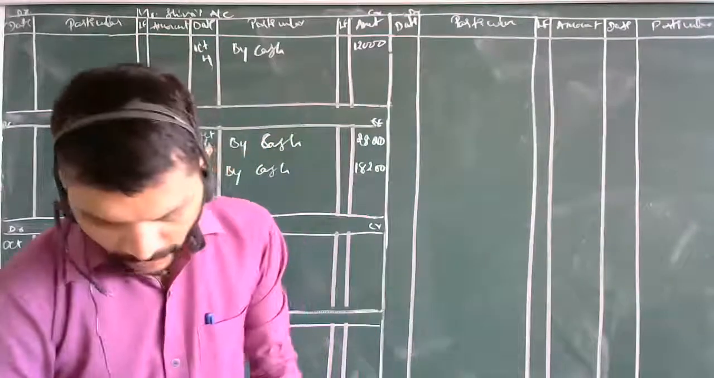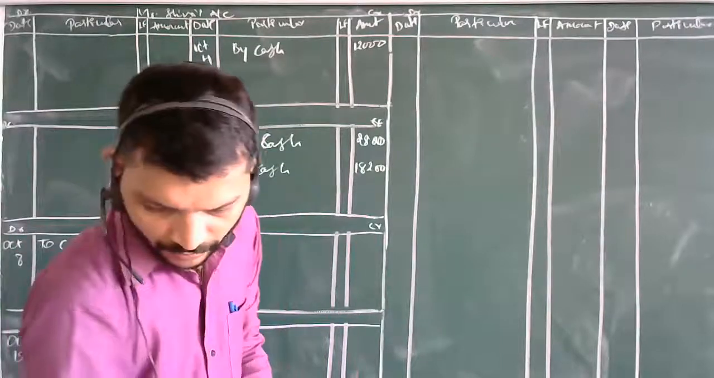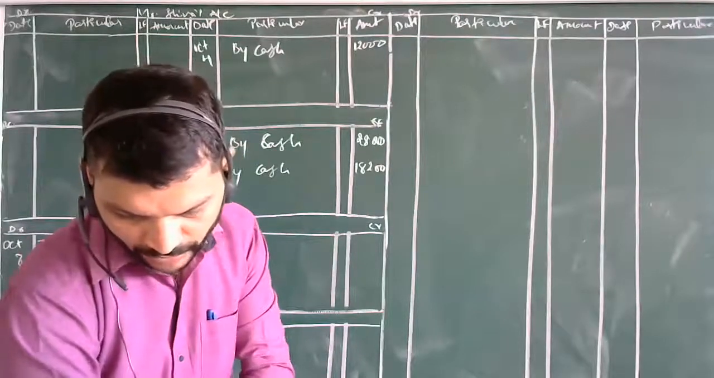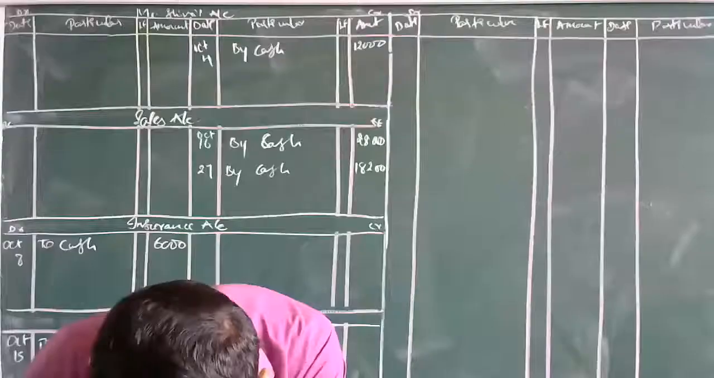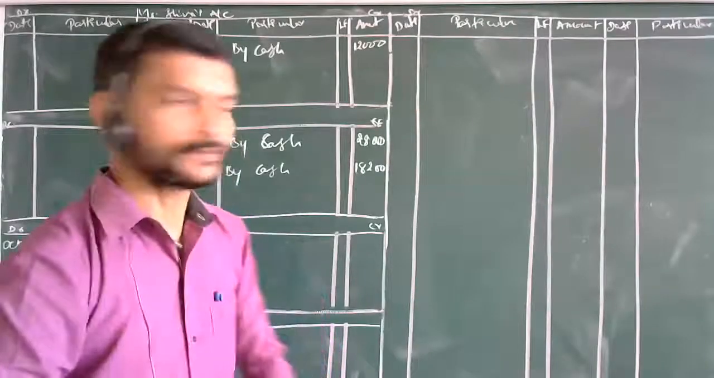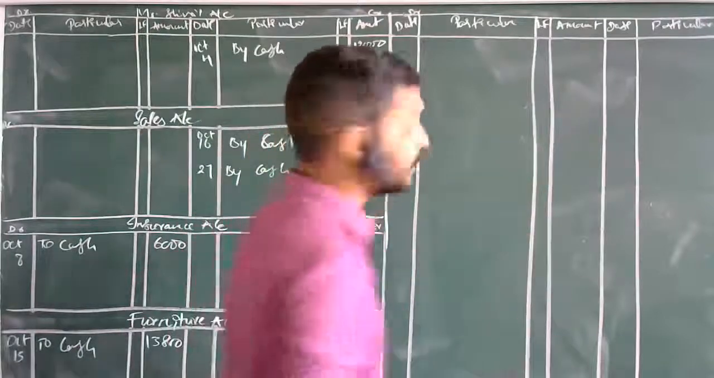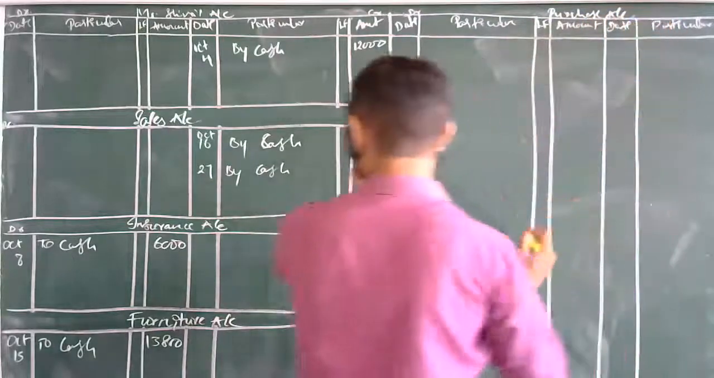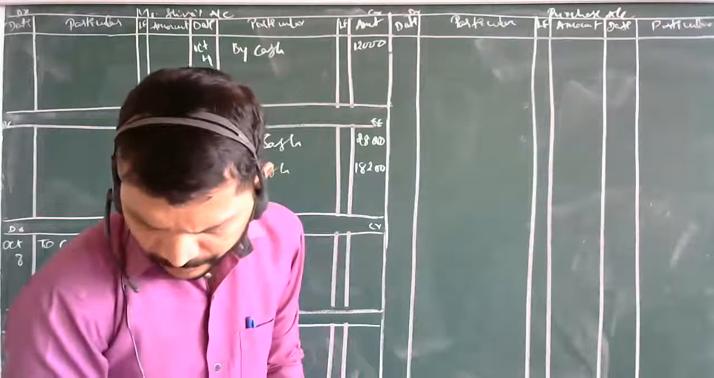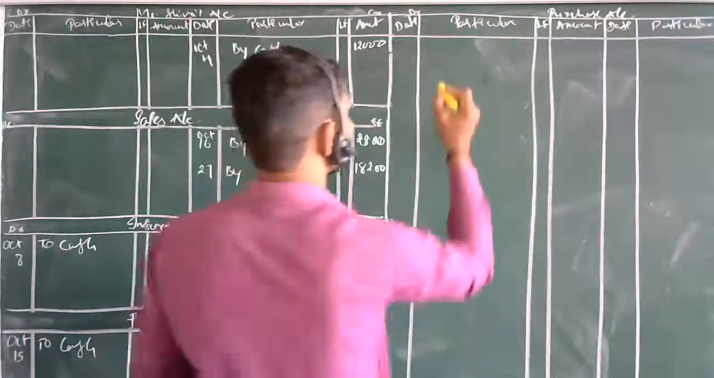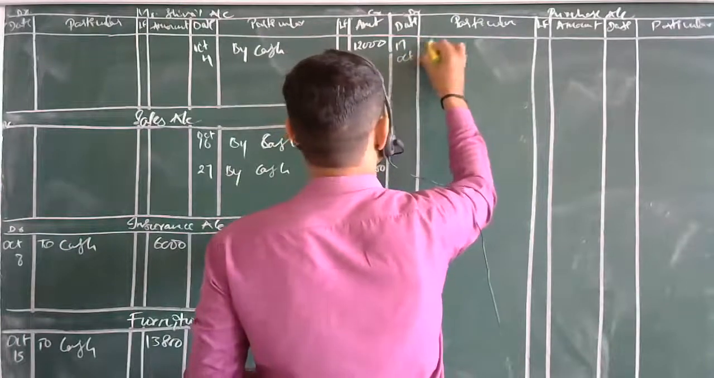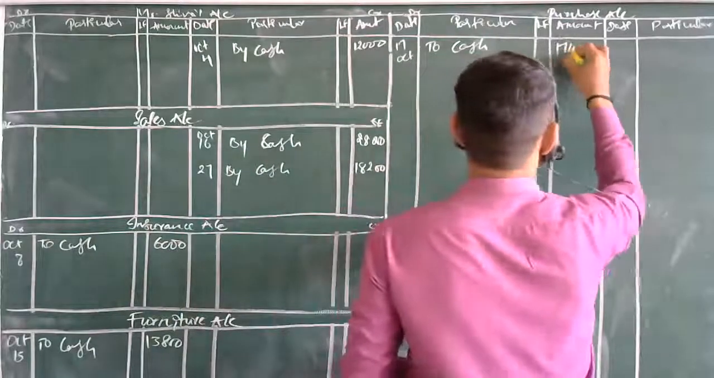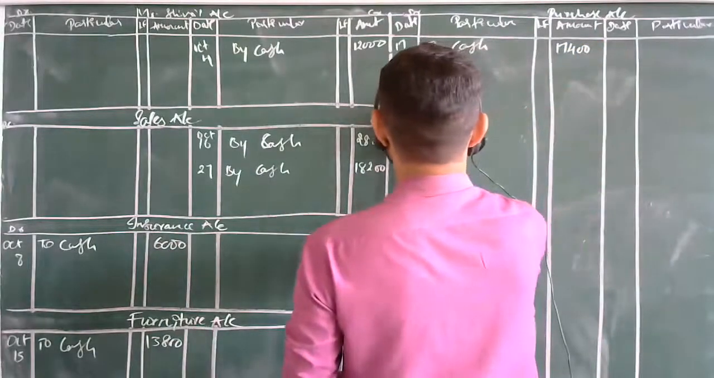So next, as the furniture was purchased in the question, the next one is what? Stationery purchase. One more purchase is there, purchased goods purchase also is there. The next entry will be the purchase account. As usual, on which date is it? 17th October, to cash. What is the value over here? 17,400. So even this account got over.